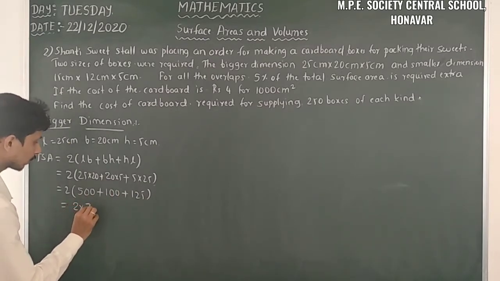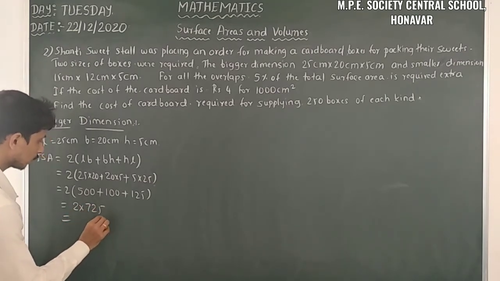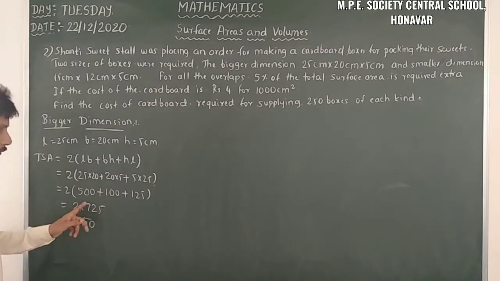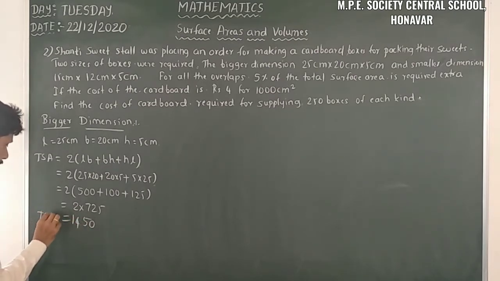2 into 725: 2 into 5 is 10, 2 into 2 is 4, plus the carry gives 5, and 2 into 7 is 14. So 1450 is the TSA.